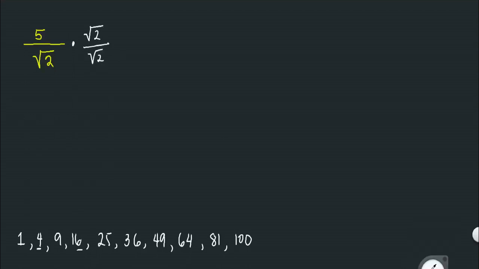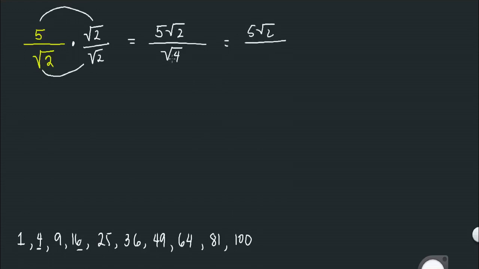Okay? So, as we go on, 5 times square root of 2, that is 5 square root of 2, no? Square root of 2 times square root of 2, so we have square root of 4. So, simplify pa natin. 5 square root of 2 over square root of 4. Since 4 is a perfect square number, that is 2. And this is the final answer.